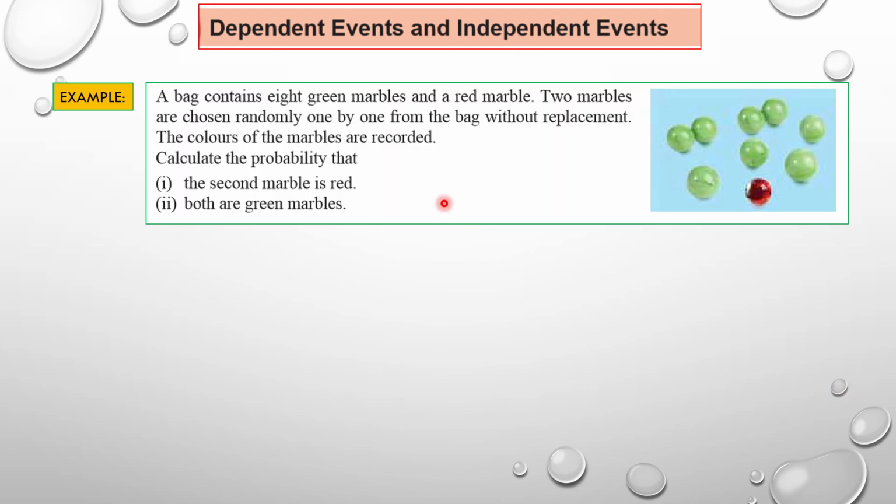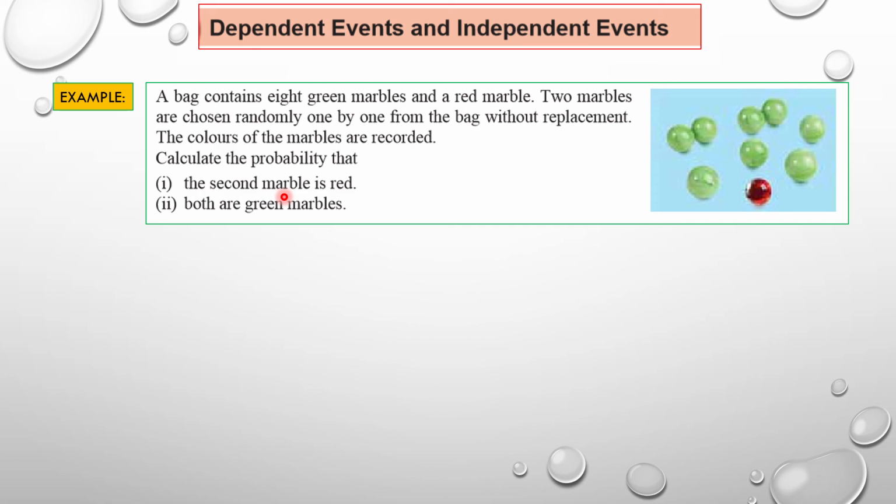Okay, let's look at another example. A bag contains 8 green marbles and 1 red marble. 2 marbles are chosen at random, one by one, from the bag without replacement. Again, without replacement. Okay, the colors of the marbles are recorded. Calculate the probability that the second marble is red.